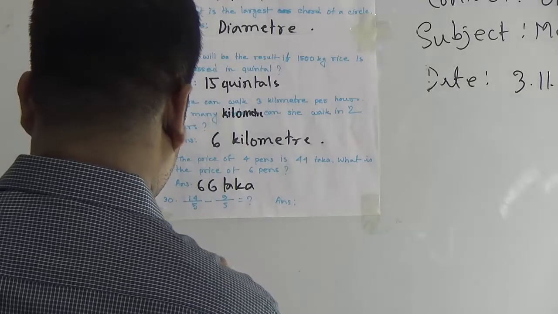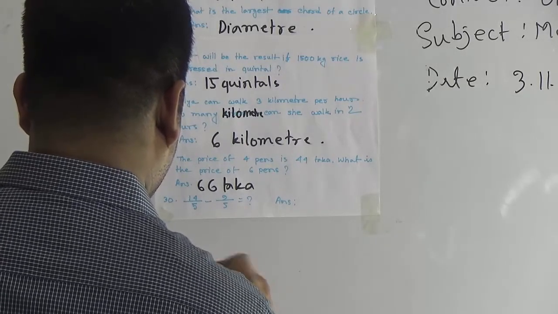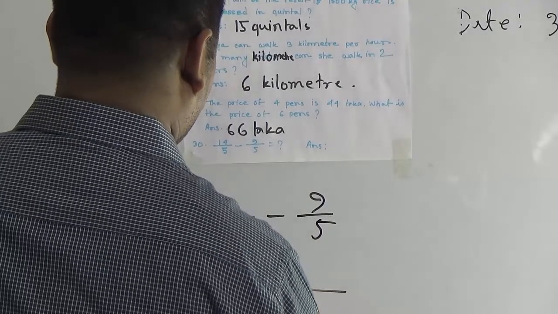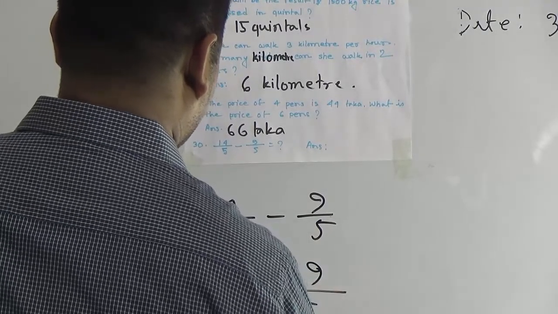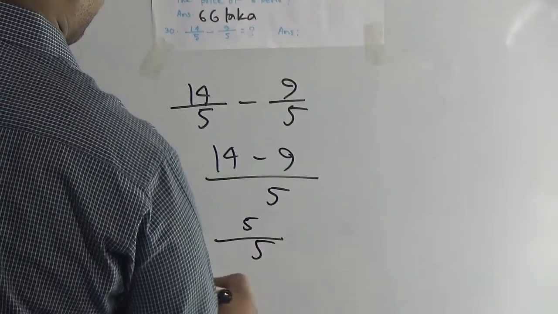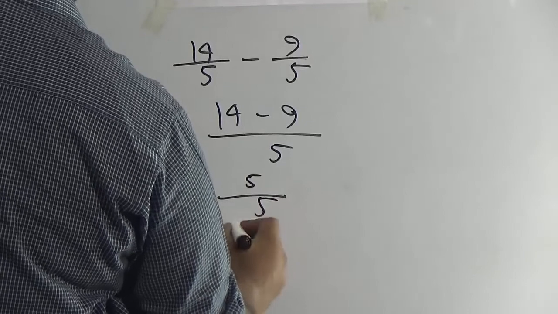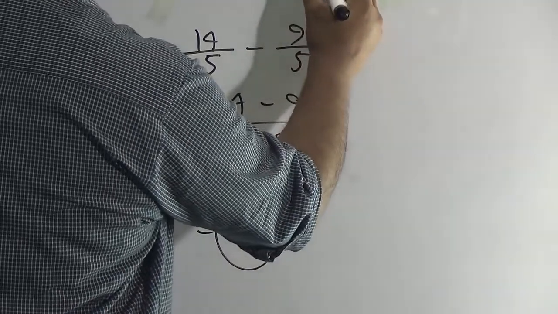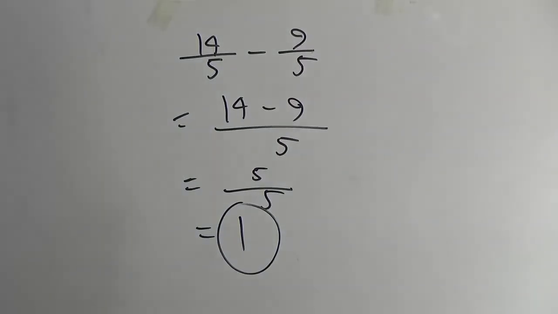Here 14 by 5 minus 9 by 5. 5 is the LCM. Now here 14 minus 9. If we subtract 9 from 14, then we get 5. 5 by 5. Now we divide 5 by 5, we get 1. So 1 is the answer. My dear student, this is our today's short question.